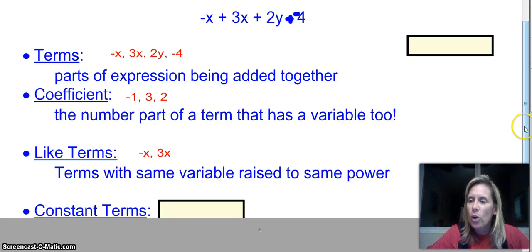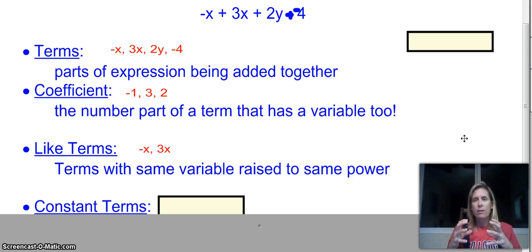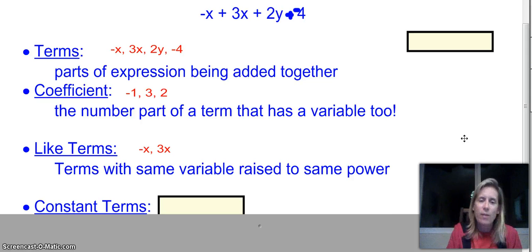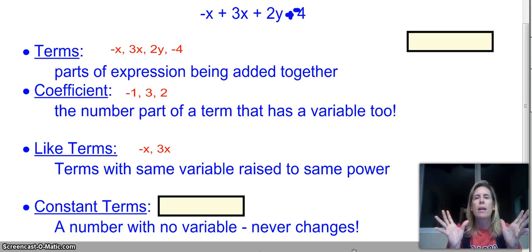So when we think of the word constant, hopefully you think never changing. So something that's constant, if you are a person who constantly talks, you're always talking. You are not changing. So constant is never changing. Let's see what the definition says. It's a number that never changes. It never varies because it has no variable. Just a number standing alone.